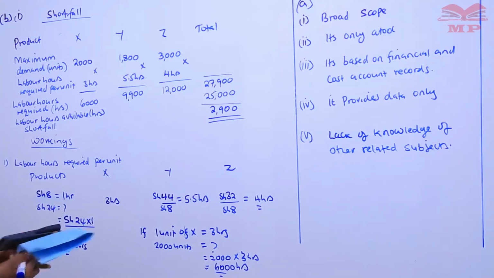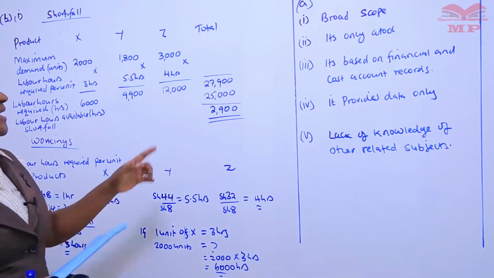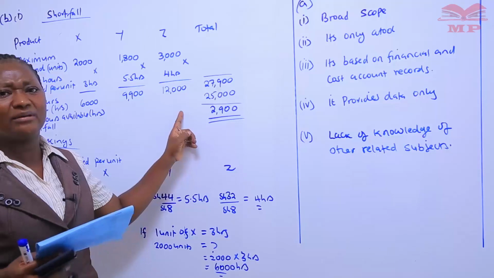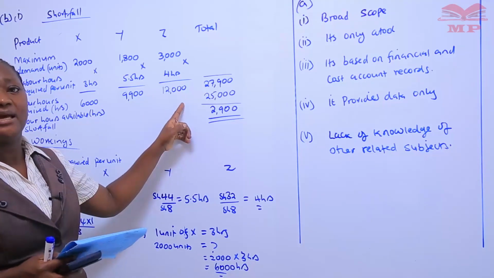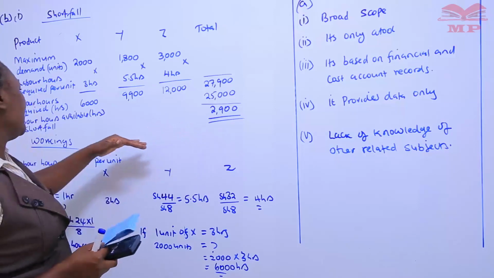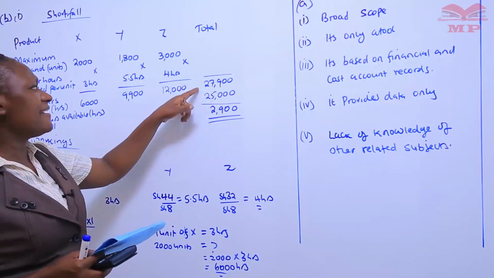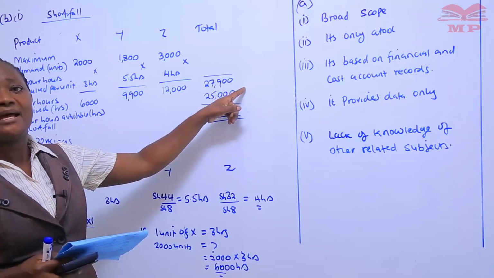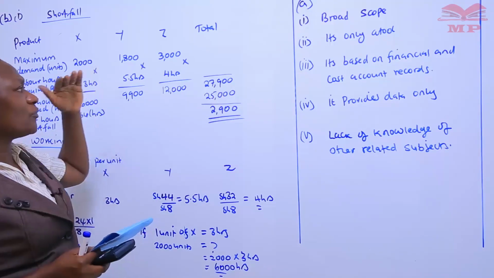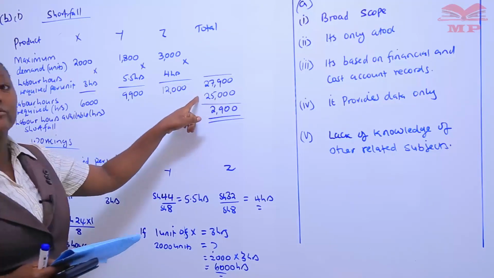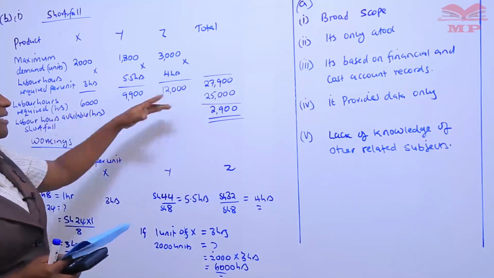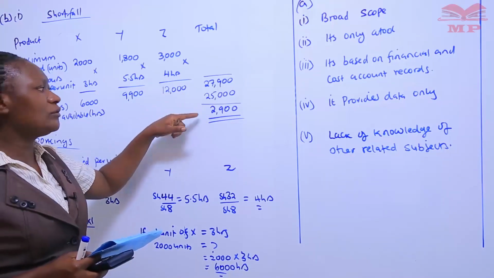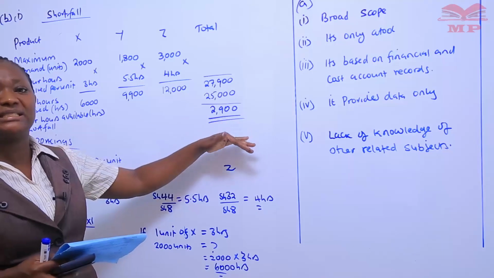So how do we interpret this? It simply means that the firm only has an available number of hours of 25,000, and what is required is 27,900. That means it will not be able to produce all. Why? It is limited to 25,000, which cannot help to produce all these units. And therefore, 2,900 is a shortage.